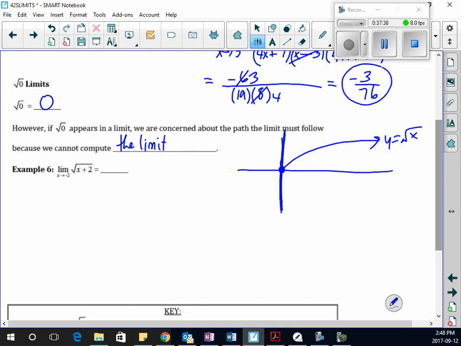So for instance, if I do direct substitution in here, I get the square root of 0. However, does anybody remember what this graph looks like? It's one of these functions that got shifted to the left 2. So you see, that's what it looks like. So the x goes to -2. I know it's going to 0 from the right-hand side, but it's not going to 0 from the left-hand side, so it does not exist.